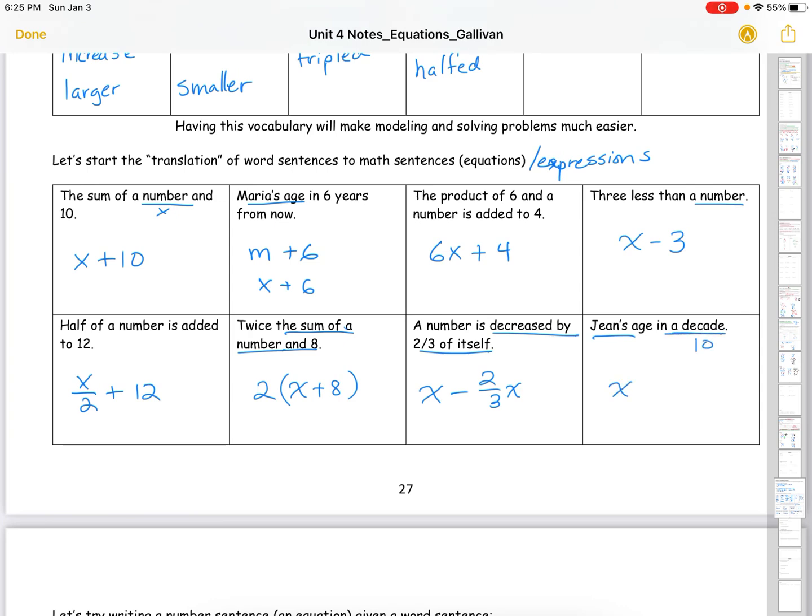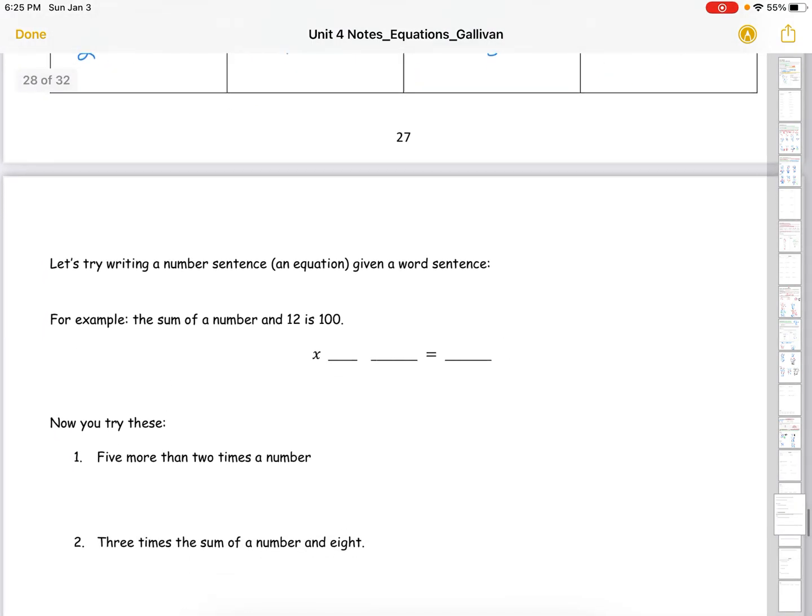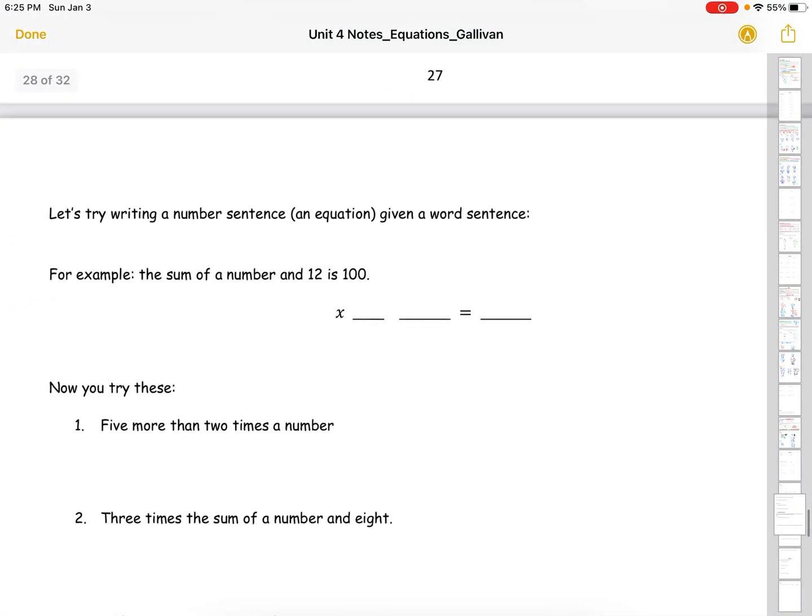Jean's age in a decade. Well, how many is a decade? It's 10. Jean's age, we say, is x. So x plus 10. So often the translation can be the hard part, and it's a matter of finding a way to write that so that you can get it.